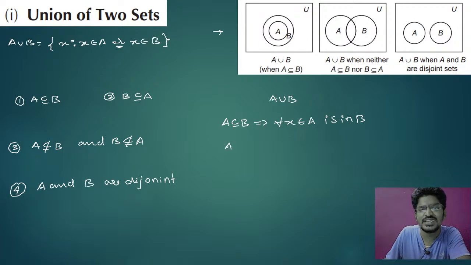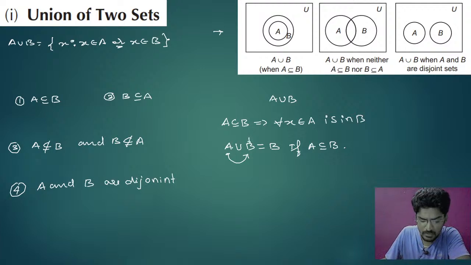Now if I calculate A union B, what happens? See here, all the elements of A are in B, right? If all the elements of A are in B, then what will it be equal to? It will be equal to B if A is subset of B, because B contains every element of A. Therefore, A union B is going to be equal to B.